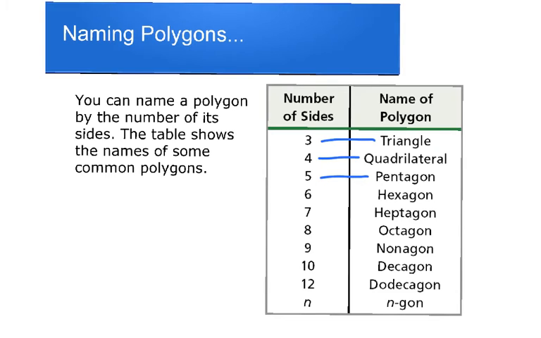5-sided pentagon, 6 hexagon, 7 heptagon, 8 octagon, 9 nonagon, 10 decagon, and there's not an 11-sided polygon that has a name to it anyway. We'll just call it like this right here, n-gon. We'll call it 11-gon. Then 12 dodecagon. And then anything after 12, just like 11, we'll call it 13-gon, 14-gon, 15-gon, and so on.